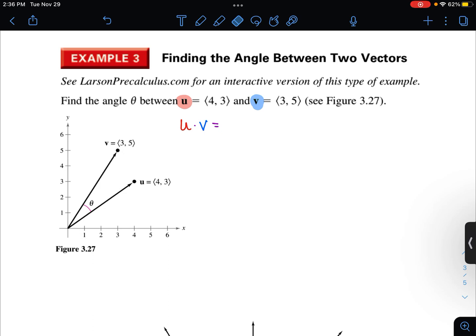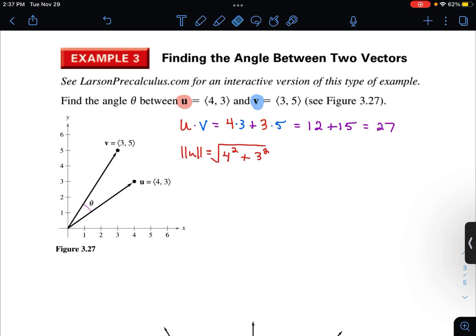We're going to multiply the corresponding component forms. So we want to take 4 times 3, the first component of u times the first component of v, and add to that the second component of u multiplied by the second component of v, which will give us 12 plus 15. So the dot product of u and v is the number 27. We're going to save that because we're going to put that at the top of our fraction.